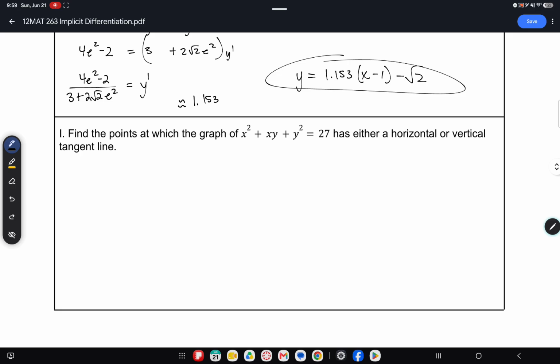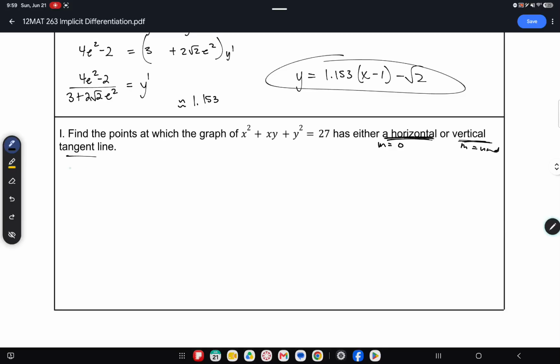All right, find the points at which this graph has either a horizontal or vertical tangent line. So let's put a little thought into it. If we are looking at tangent lines, we're going to be looking at derivatives. If we have a horizontal, that means my slope is 0, so derivative set equal to 0. And if I have a vertical, that slope is undefined. So let's see what we can do here.